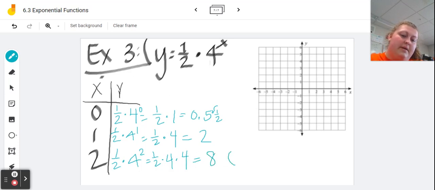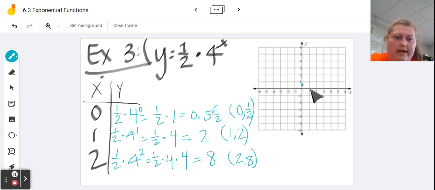So I have my ordered pairs that I'm going to graph. (0, 1/2), (1, 2), and (2, 8). So that'll be a little bit up here. Now I'm going to connect my points first. And then this bottom one is always pretty much a straight line with an arrow, and then up here would continue up with an arrow as well.